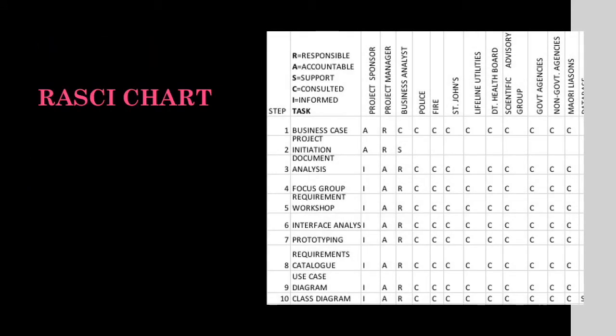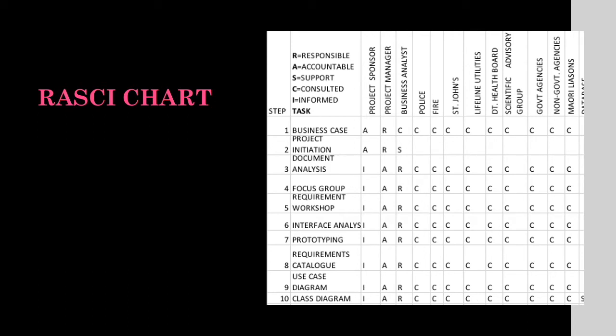A RASCI chart is developed on the basis of responsibility, accountability, support, consulted, and informed. A RASCI matrix is a project management tool which clarifies the roles and responsibilities of the different organizations and people in complex structures.